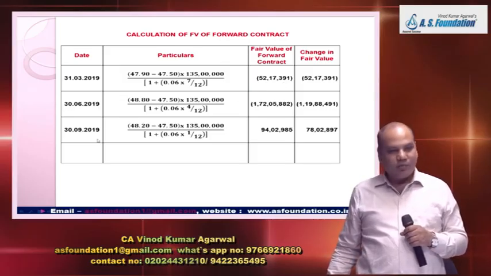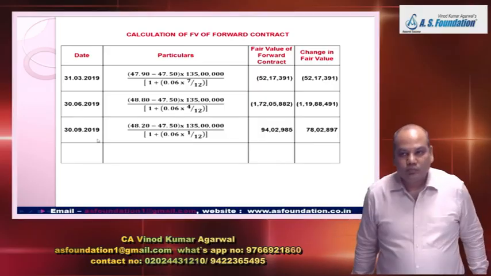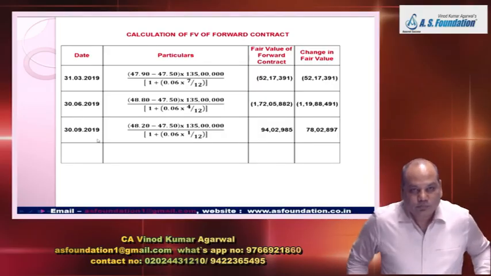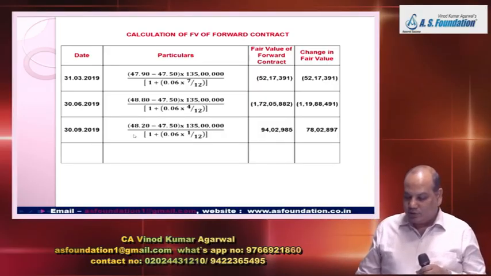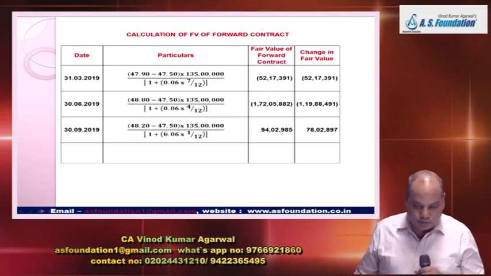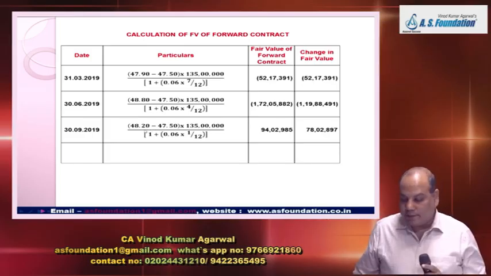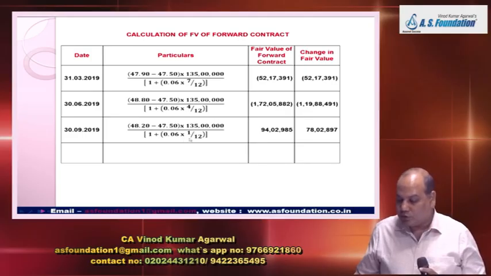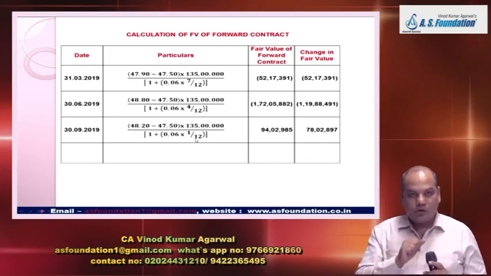Try 30th September 19. Same thing. Now how many months are remaining? 1 month. Dear student, try 48.20 minus 47.50 into 1 crore 35 lakh upon 1 plus 0.06 into 1 month remaining, into 1 by 12.